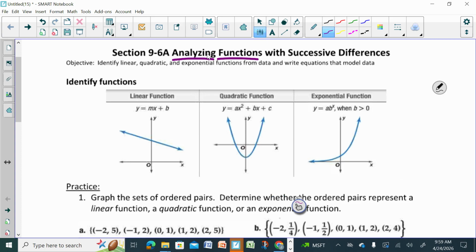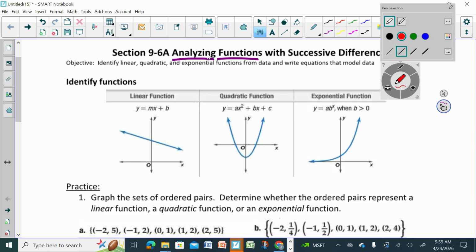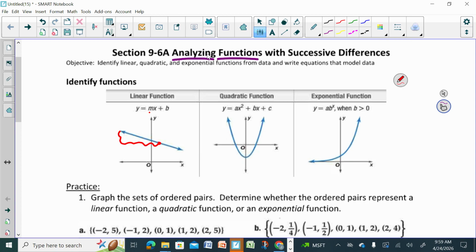In first semester, we were exposed to linear functions. And in a linear function, the m is the steepness. It's how much it's rising or falling, in this case, relative to how much it's running. So that would be your slope. And then your b value is where it crosses the y-axis.